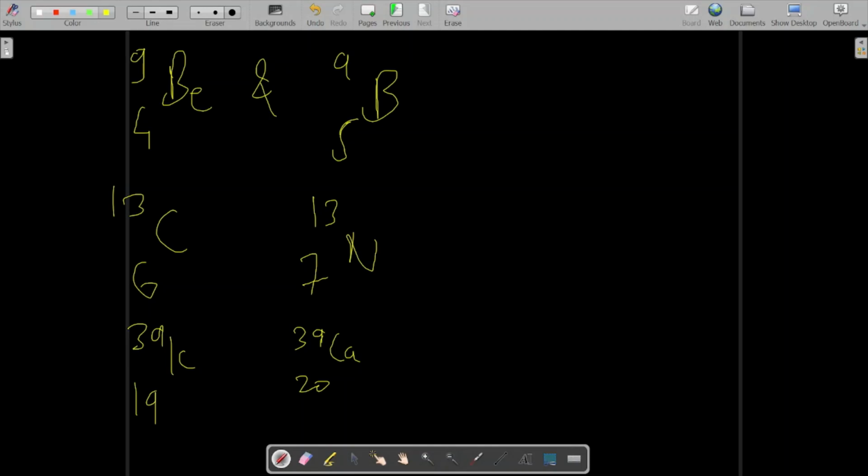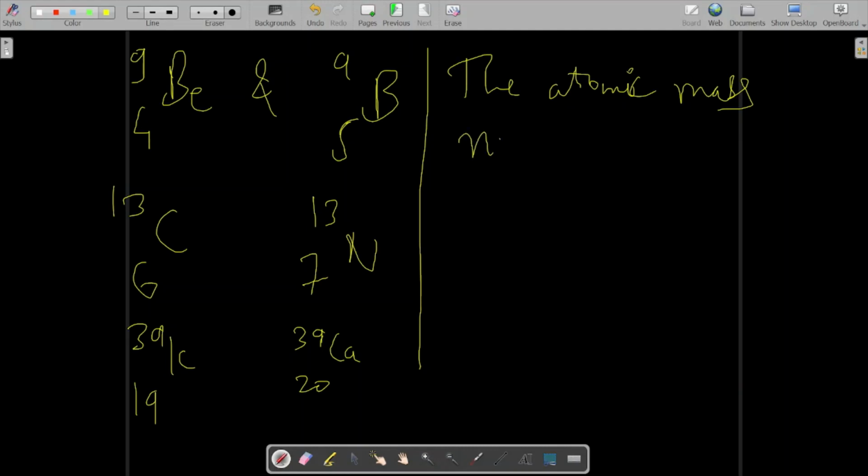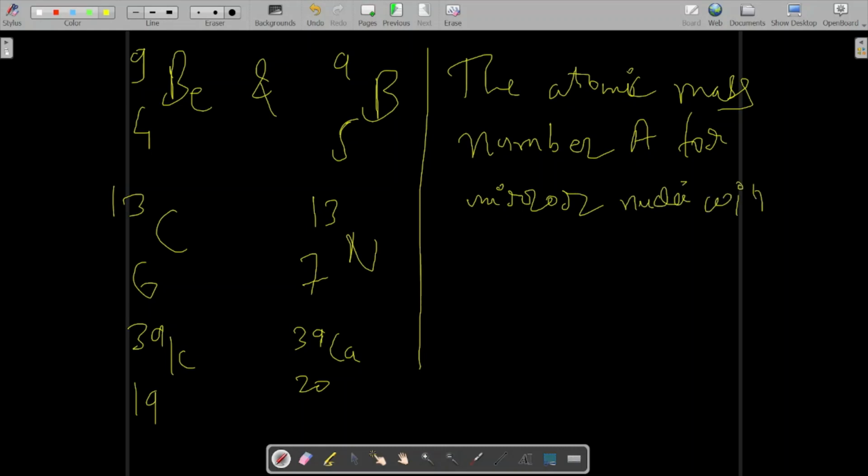So write one note over here that the atomic mass number A for mirror nuclei will always be an odd number.